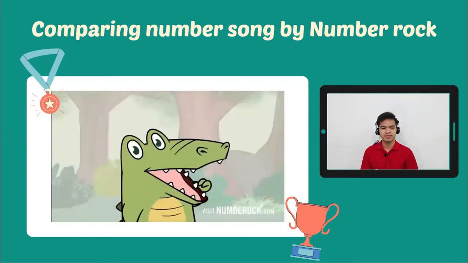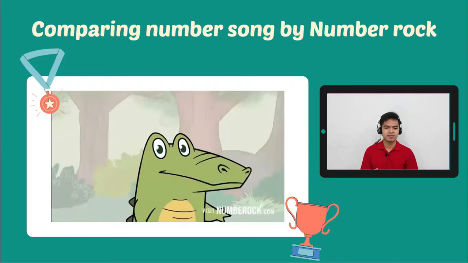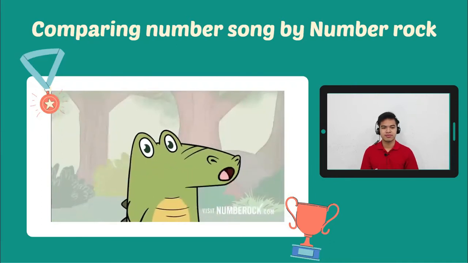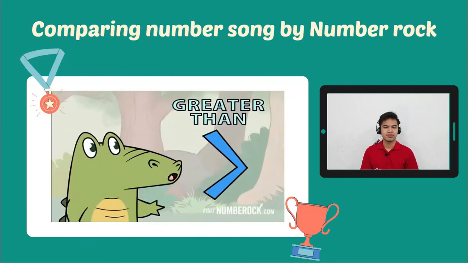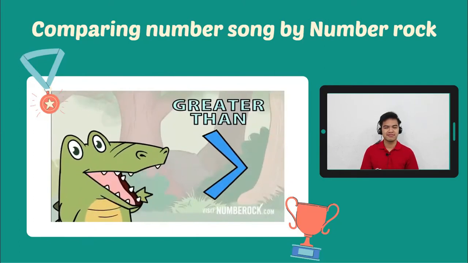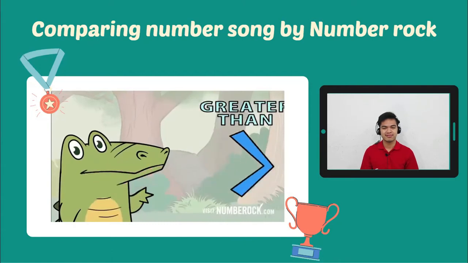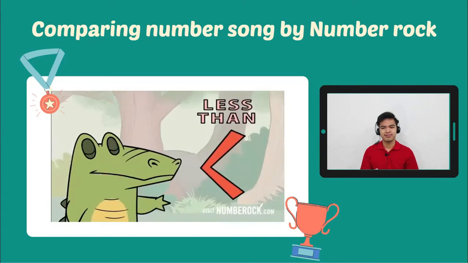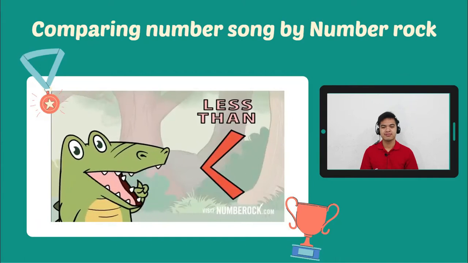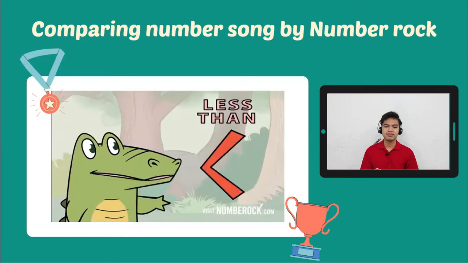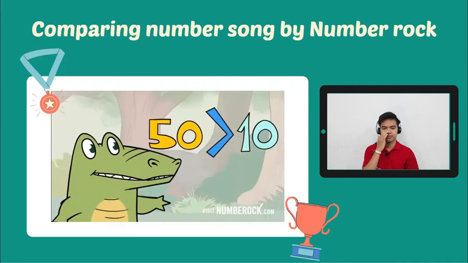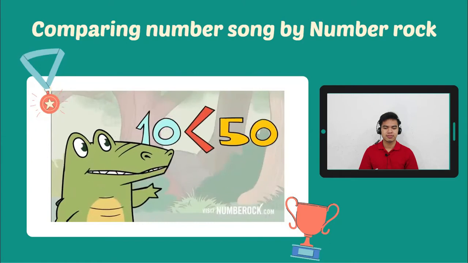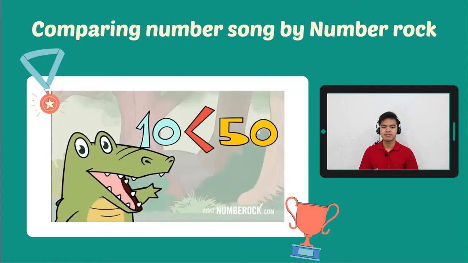Hi there, I'm an alligator, so let's keep this snappy. I'd like to take this opportunity to tell you that the greater than symbol goes from big to small, and it's called the greater than symbol. The less than symbol goes from small to big, and it's called the less than symbol. The larger number always goes on the open side of the angle. For example, this reads as 50 is greater than 10. And this is read as 10 is less than 50.